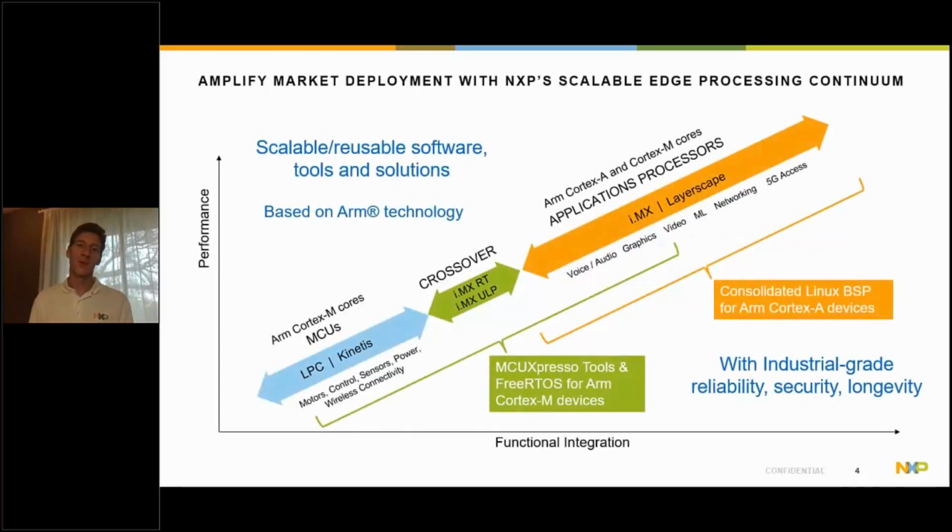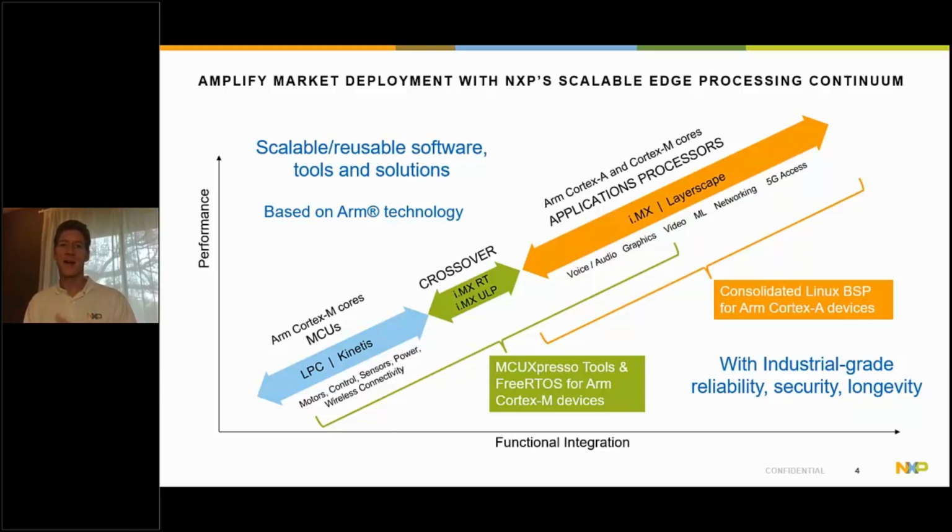But to really be able to address the broad range of markets that we support, we also need to have a scalable portfolio ranging from entry-level Cortex-M MCUs and connectivity up through our crossover processors, the i.MX RT and the ULP products. But the focus of this webinar, and a big focus of our R&D, is the i.MX and Layerscape portfolio, our multi-core processors that help enable advanced HMI and advanced industrial connectivity, machine learning, and securing the edge. These are all things that we're doing with our application processors.